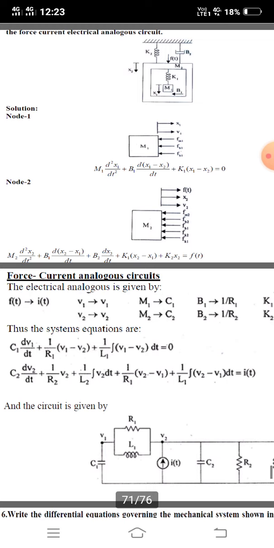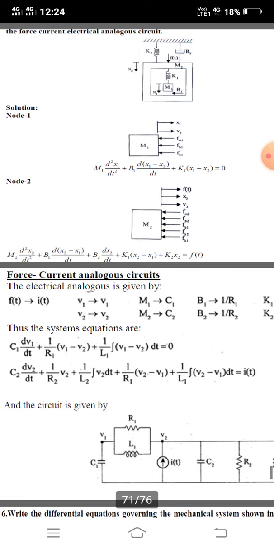This is the force current analog circuit after substitution. So based upon these two equations, we make the electrical circuit as per the equation norms. Input is C1. R1 and L1 are both parallel, so we make the parallel combination. And we have one current source, I of t, in the second equation. Then C2 is parallel, R2 is parallel, L2 is parallel.